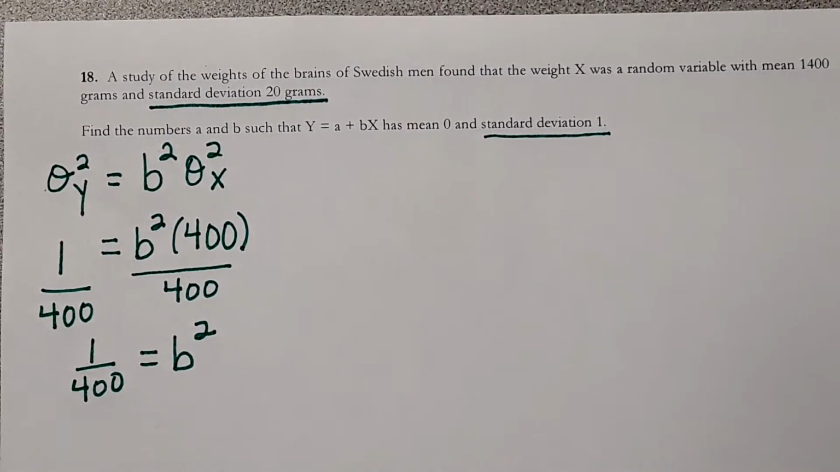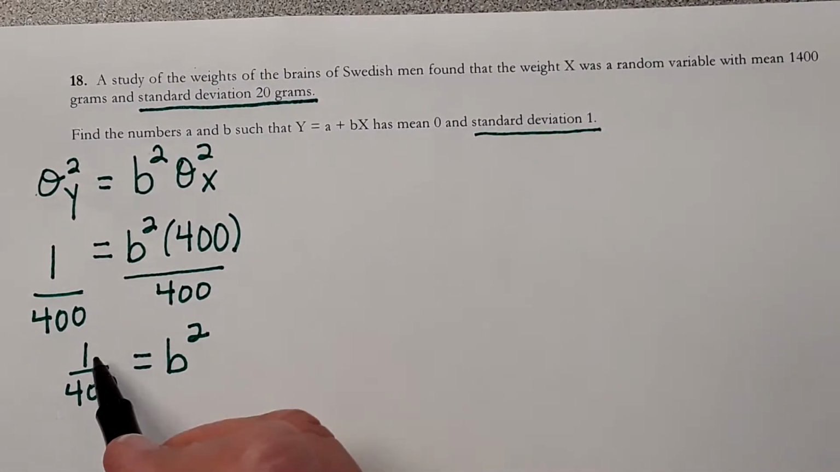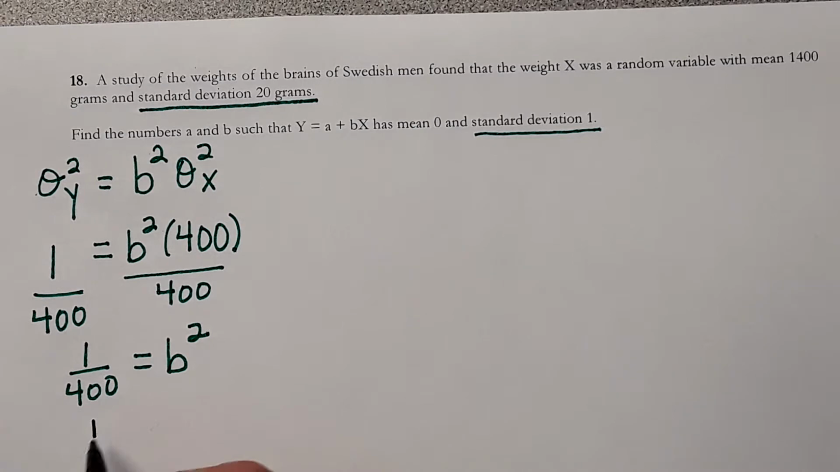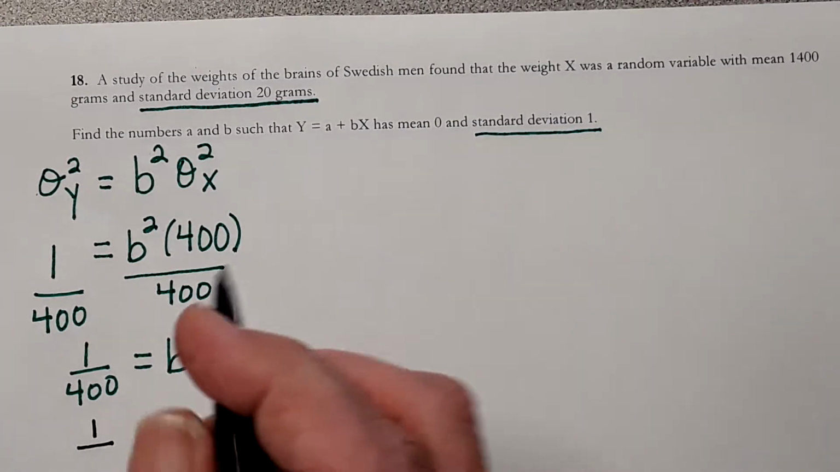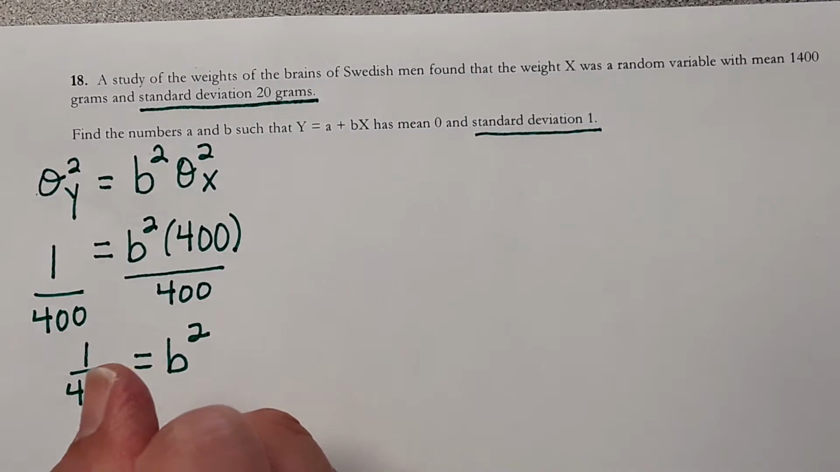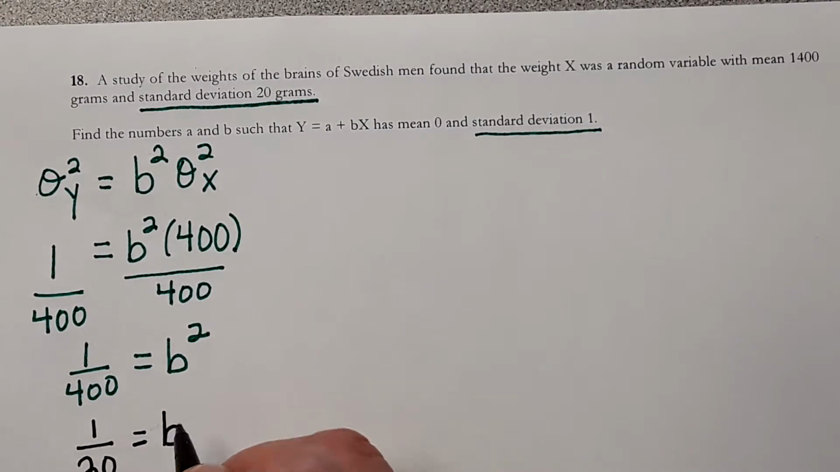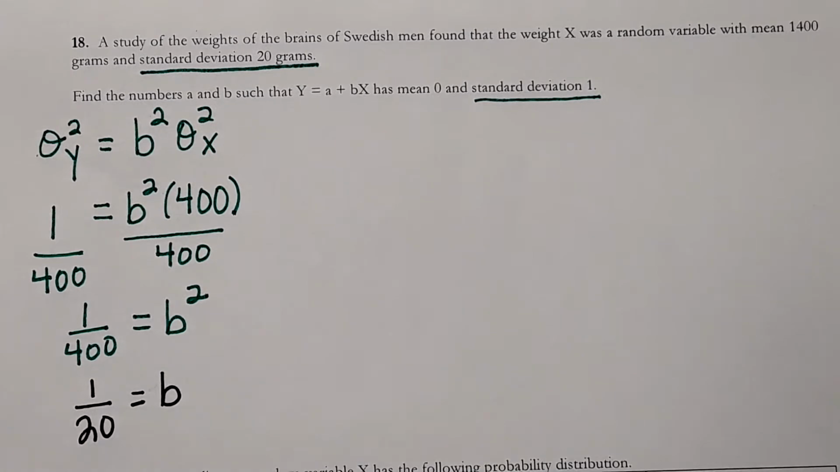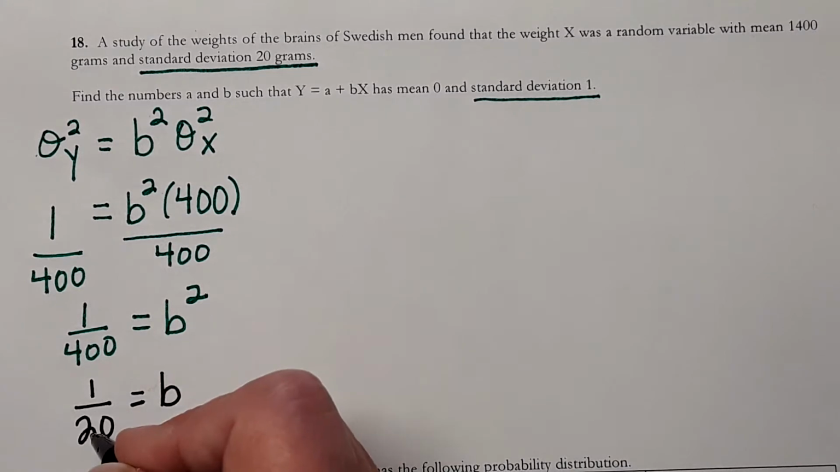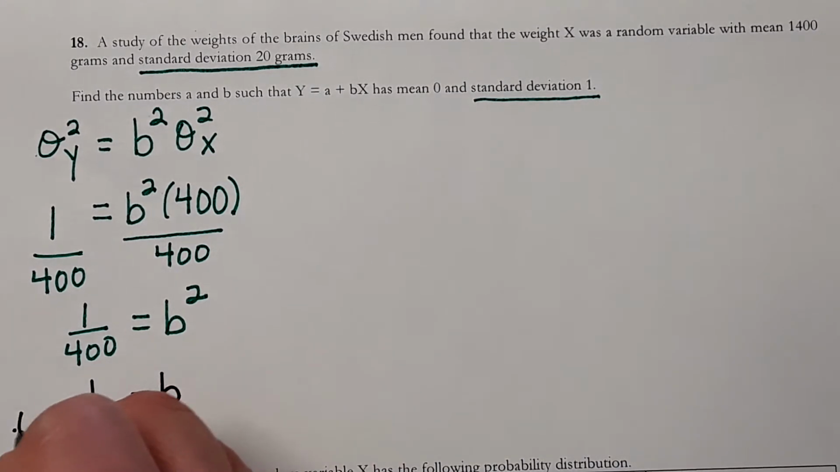Well, I don't want B squared. I don't need B squared. What do I need? I need B. So how do you get rid of something that's been squared? Take the square root of both sides. Well, the square root of 1 is 1. The square root of 400 is 20 equals B. Now, you can either use it as 1/20. I just did 1/20, and then you can change it to a decimal, right? And so 1 divided by 20 is 0.05.